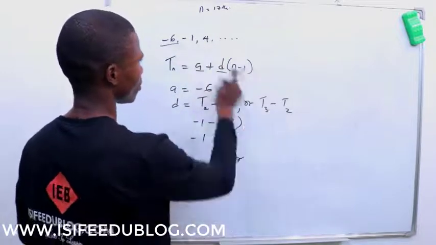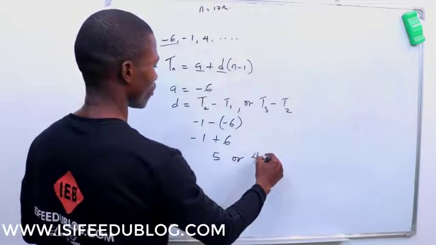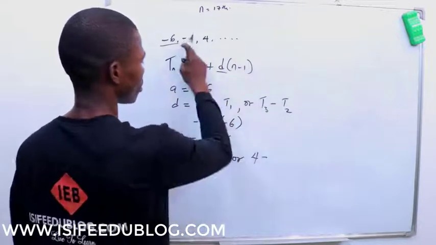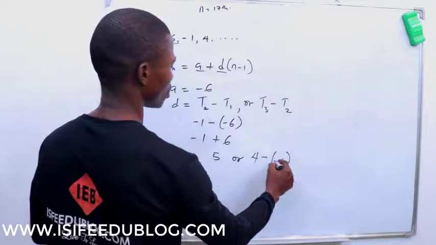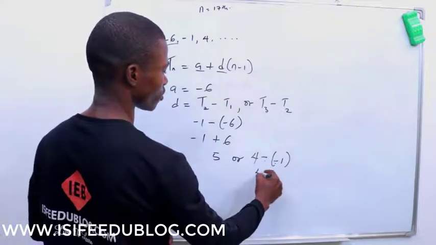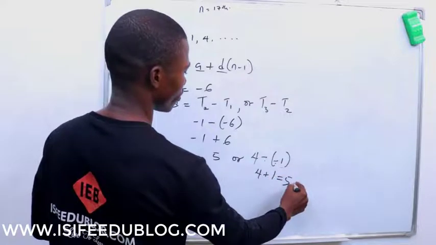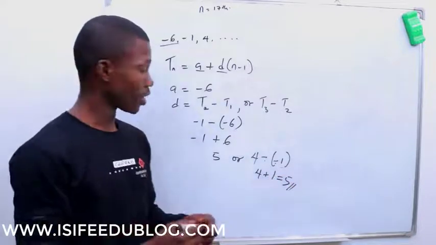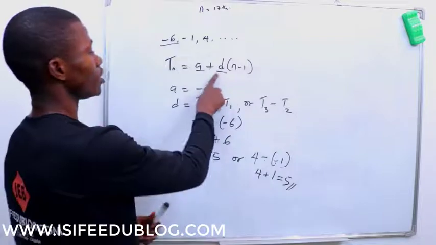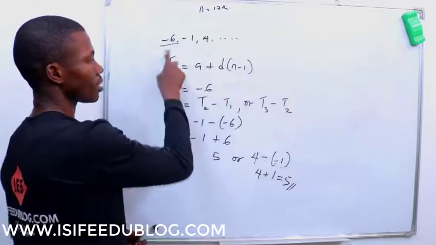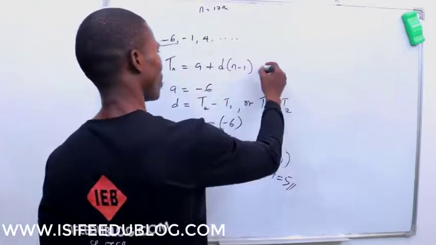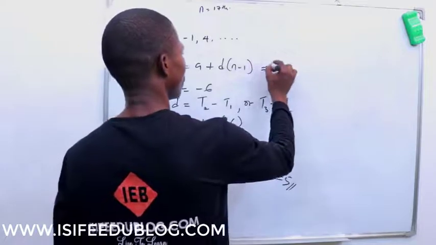Or the third term minus this. What is the third term here? It is 4. 4 minus, in brackets, minus 1. Minus times minus will give us plus. So this is 4 plus 1, which will give us 5. So anywhere you do it, you get your 5. So now our d is 5, our a is minus 6. So let's insert and get our answer.